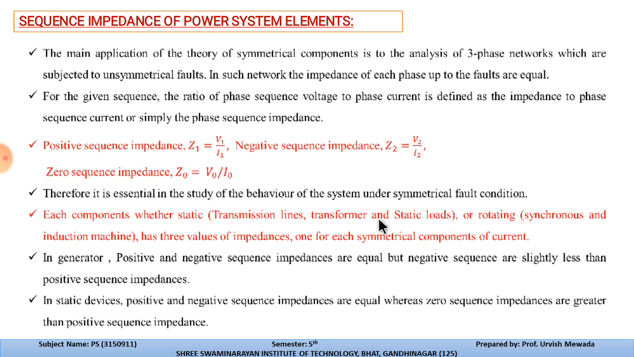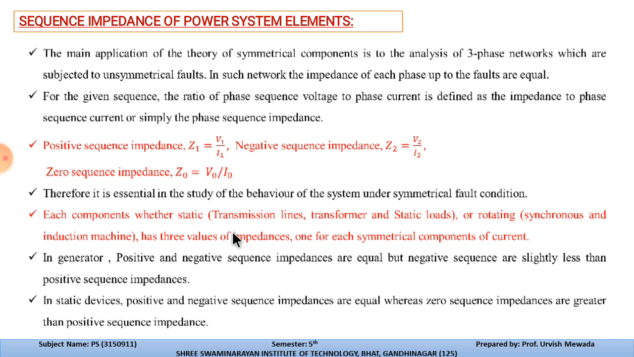Therefore, in a generator the positive and negative sequence impedances are equal. This is the most important point that we need to keep in mind. In a generator, positive and negative sequence impedances are equal, but the negative sequence is slightly less than the positive sequence. This is the main point to determine the sequence impedance of the power system.